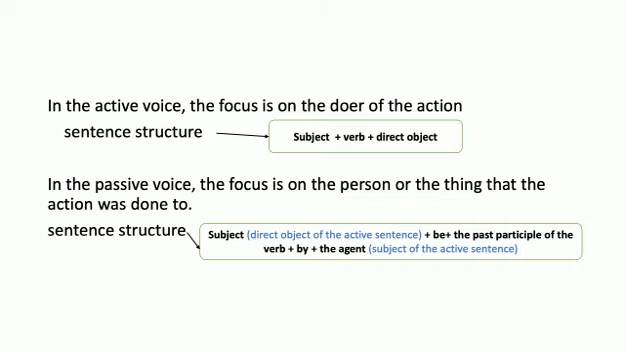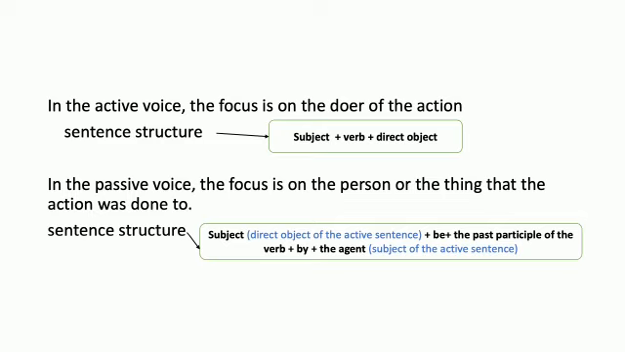In active voice, the focus is on the doer of the action, on the subject of the action. That's why it is called active. Here is the doer who does the action of the verb. So the sentence structure, or the formula, which is typically used in active voice sentences, is subject plus verb plus direct object.